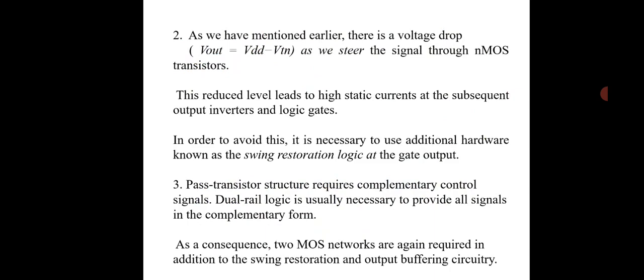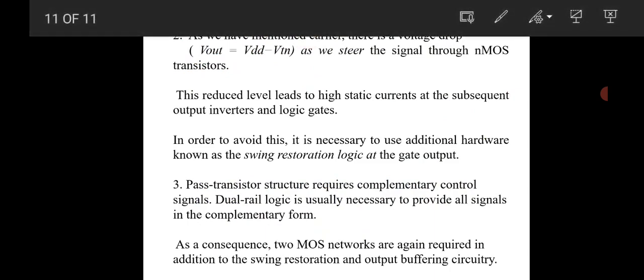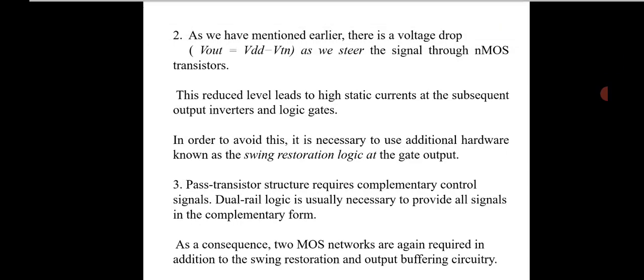The second disadvantage, as we mentioned earlier, is the voltage drop across the pass transistor, that is V output is equal to VDD minus VTH. As we pass the signal through a chain of pass transistors, obviously the last output Q will be very low. In order to avoid this, some additional hardware is required, which is generally called swing restoration. Swing restoration means that with the help of a PMOS network we can achieve either the highest value or the lowest value.